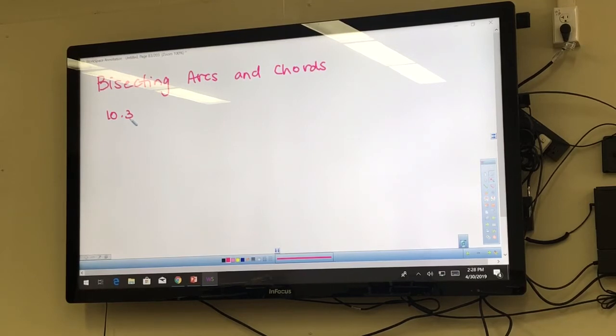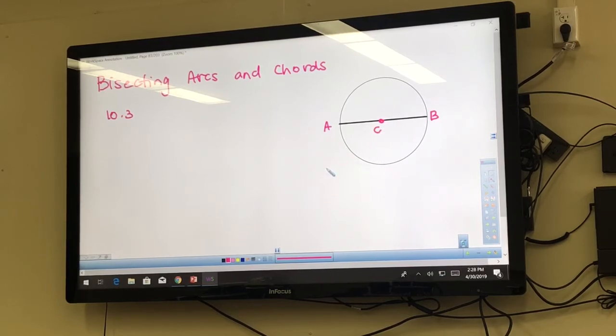if a diameter or radius of a circle is perpendicular to a chord, then it bisects the chord and the arc. So let's look at what that looks like. If we have a circle again, it says if you have a diameter or a radius. I'm just going to go ahead and show a diameter. So we have the diameter. I'm going to call this diameter AB. And my circle is circle C.